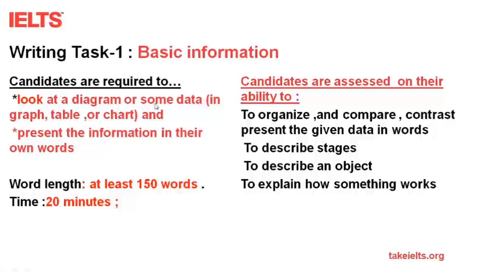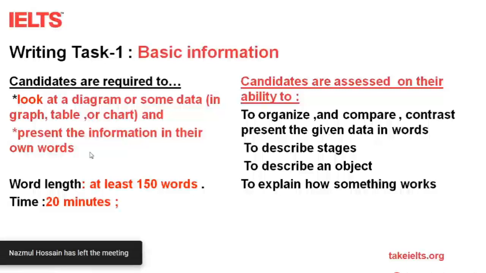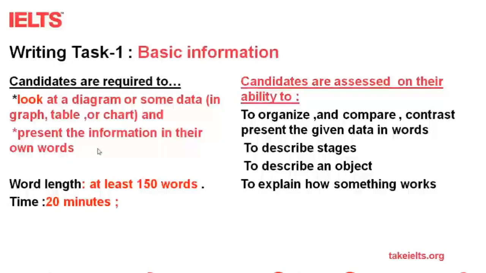And then you look at the data, maybe in a graph or a table or chart. After observing the information in numbers, you will be presenting it in your own words, writing a report. Your reader will be a university lecturer, so accordingly you write. In Writing Task 2 you write for general people, but in Writing Task 1 you write for a university lecturer, so maintain the reader level. And look at the word length, be 150 words at least.